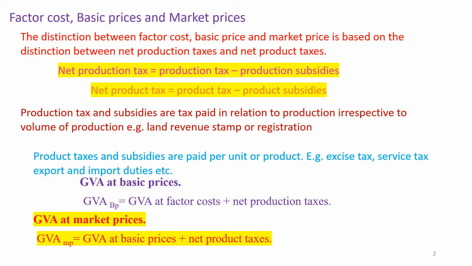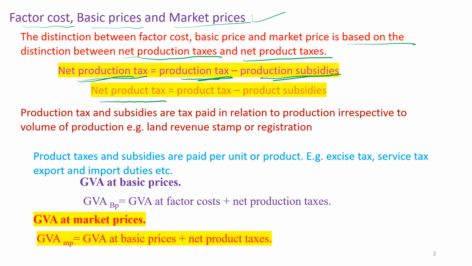Dear students, today we are going to discuss macroeconomic identities. Before we take up macroeconomic identities, let us have clarity on factor cost, basic prices and market prices. These are distinguished on the basis of the distinction between net production taxes and net product tax. What is net production tax? Net production tax is the difference between production tax and production subsidies.